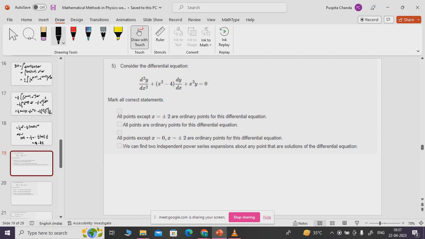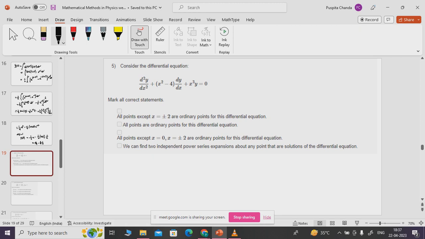Consider the differential equation d²y/dx² + (x² − 4) dy/dx + x³y = 0. So we need to know what the ordinary points are. What is the definition of ordinary points? To know the definition of ordinary points, we need to write the equation in a certain way.